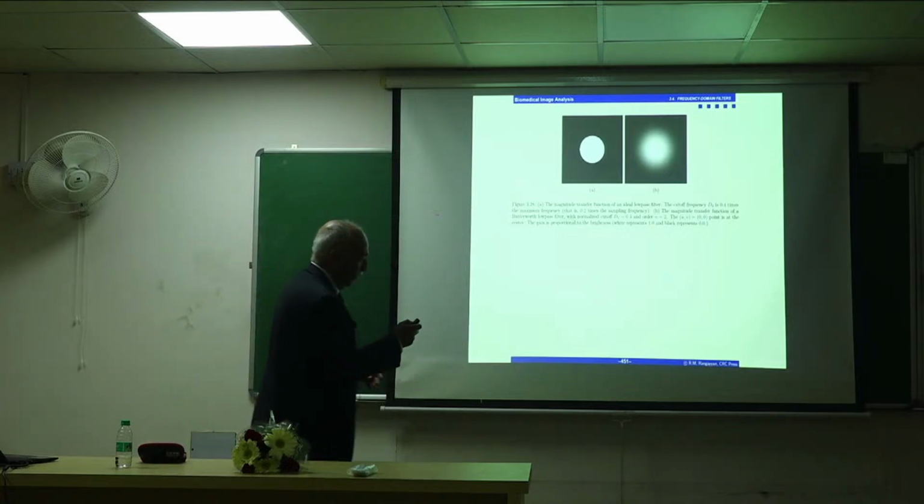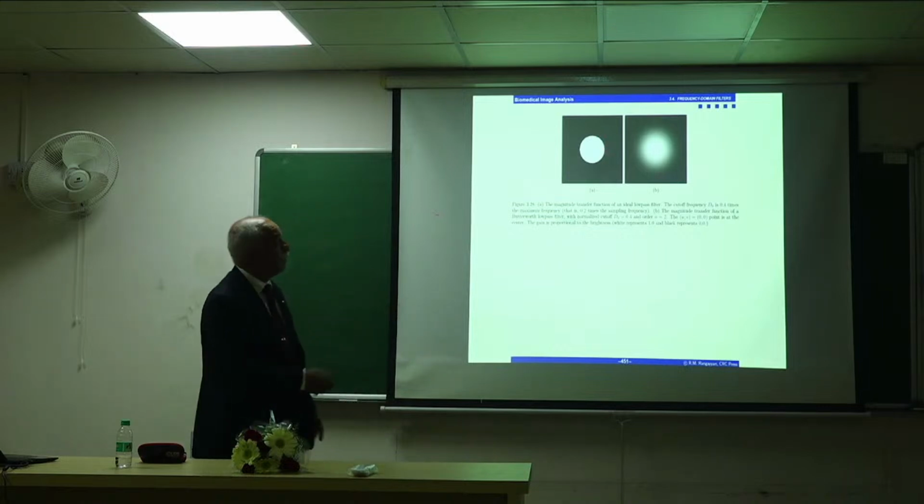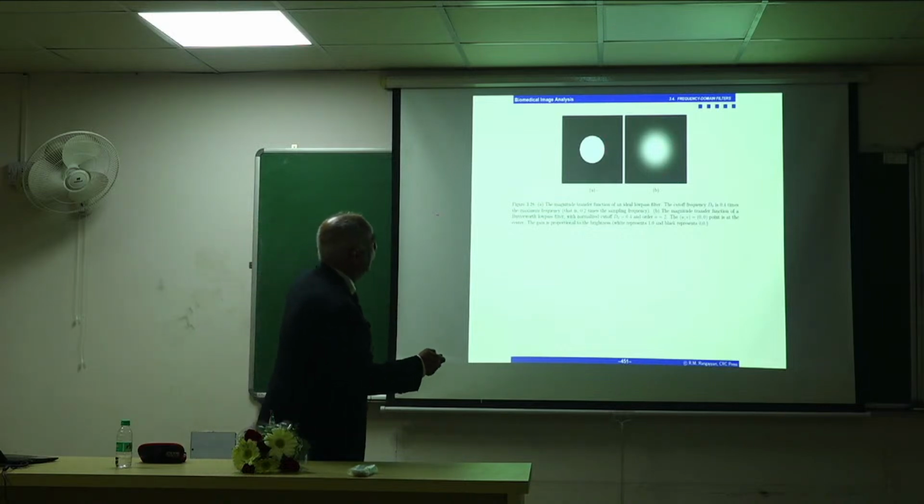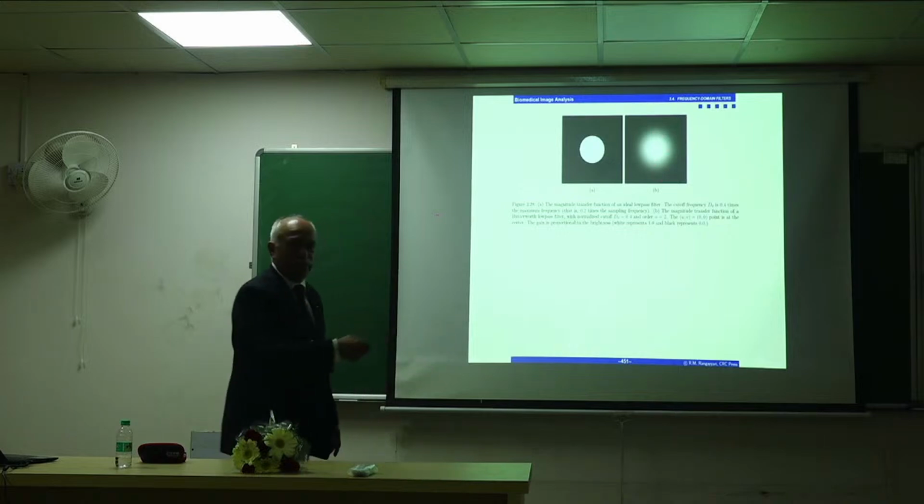But anyway, the filter function looks like this, a circle. That is, DC is here, up to a certain frequency you pass, and after that the gain is 0. That's a Butterworth low-pass filter. We will get to that later.